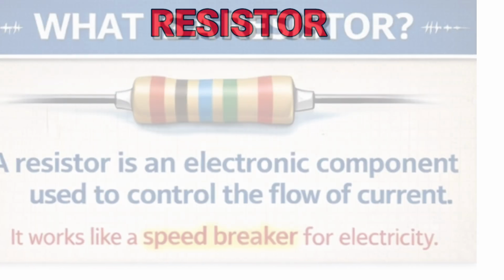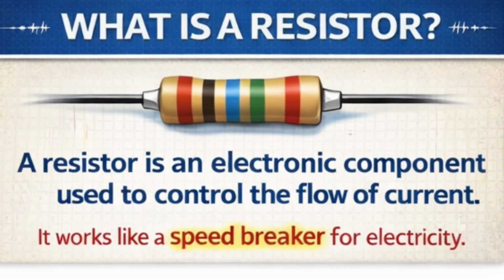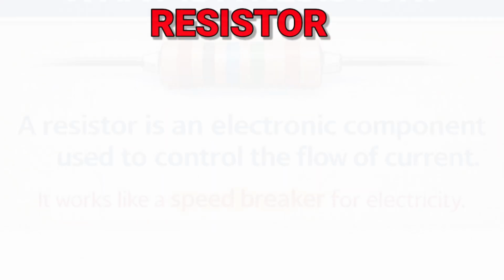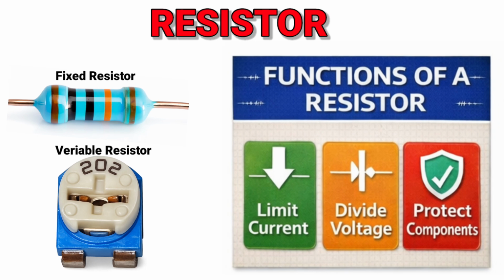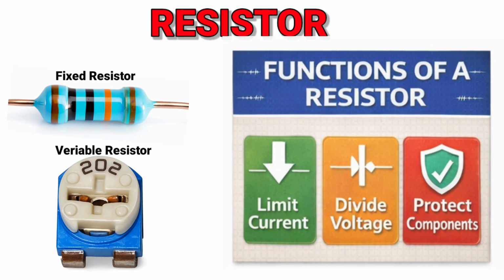First of all, what is a resistor? A resistor is an electronics component used to control the flow of current. It works like a speed breaker of electricity. A resistor has four main functions. It limits current, divides voltage, protects components and controls signals.